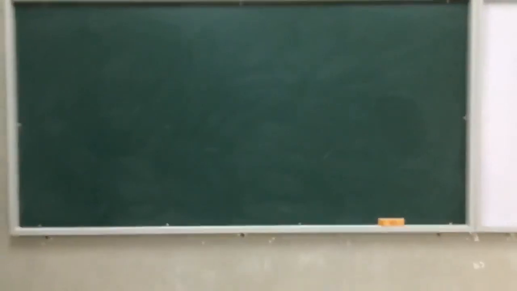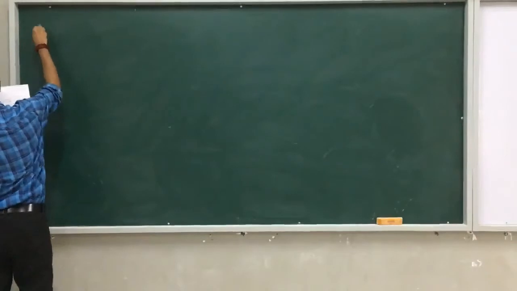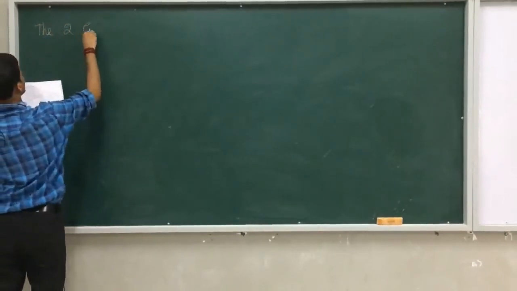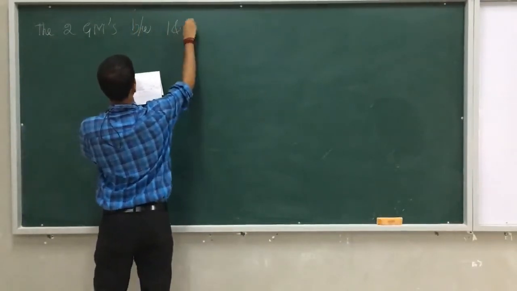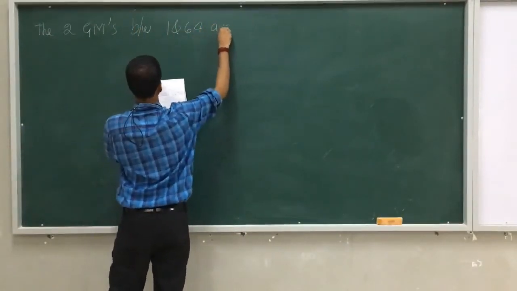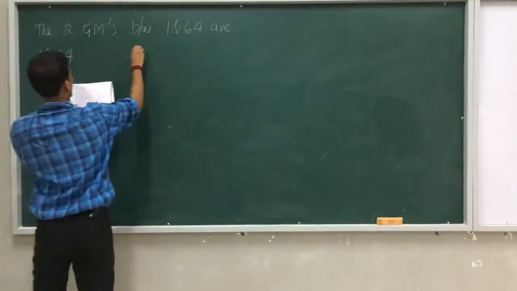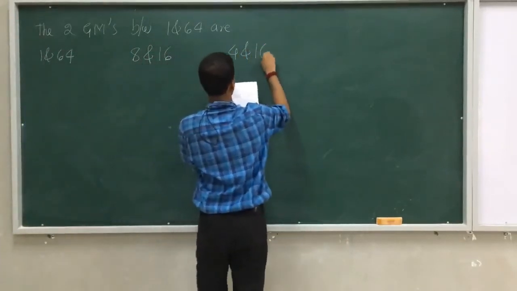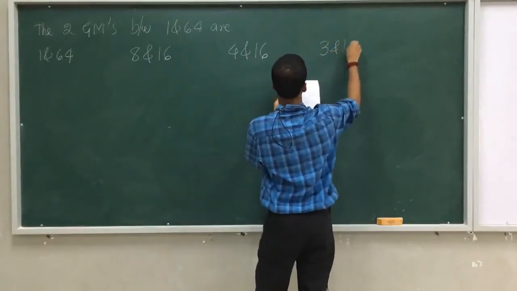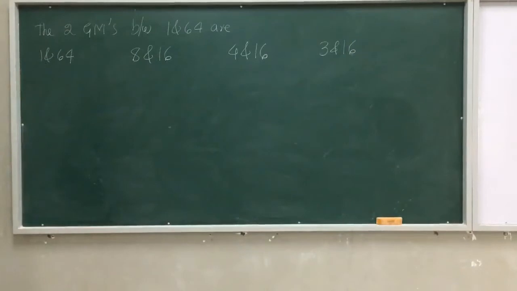So what is given in this question is: the two geometric means between 1 and 64 are, first option 1 and 64, second option 8 and 16, third option 4 and 16, last option 3 and 16. The two geometric means between 1 and 64 are, I guess no need to do much calculation.